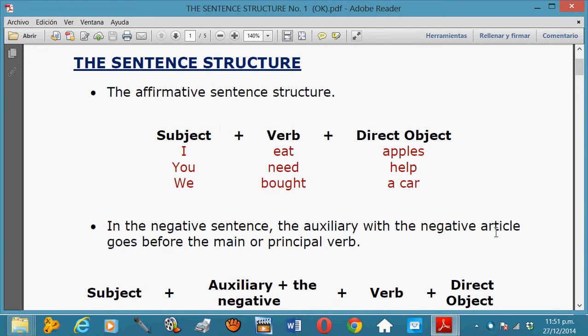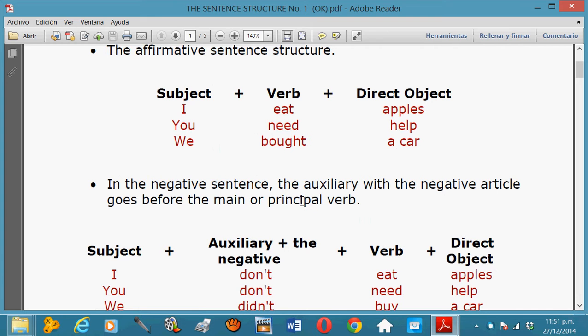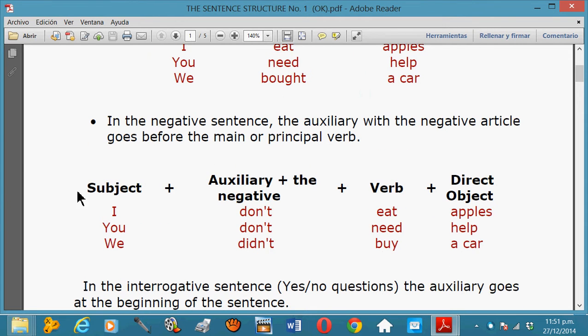Okay? In the negative form, in the negative sentence, the auxiliary with the negative article goes before the main or principal verb, as you see here. You have the subject, you have the auxiliary with the negative part, and you have the principal verb, and then you have the direct object. So we're still working with the same sentence structure. I don't eat apples. You don't need help. We didn't buy a car.